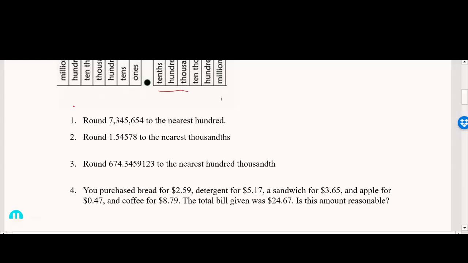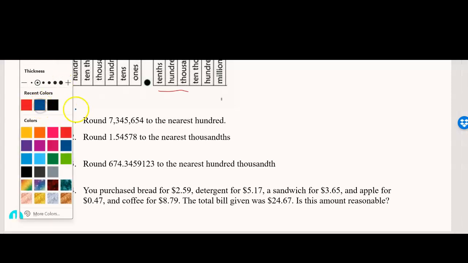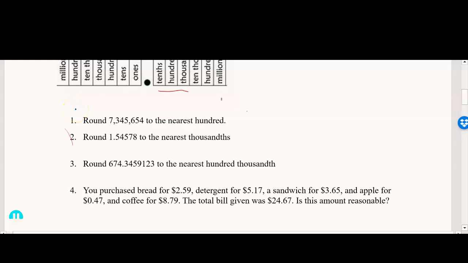Now, let's start here. What we want to do is round 7,345,464 to the nearest hundred. All right, so I'm going to take my pen, and I know that the hundreds place is right here where the 6 is. That's the number we want to round. Well, then that means we need to look at the 5, which I'm circling, to know which way to round.